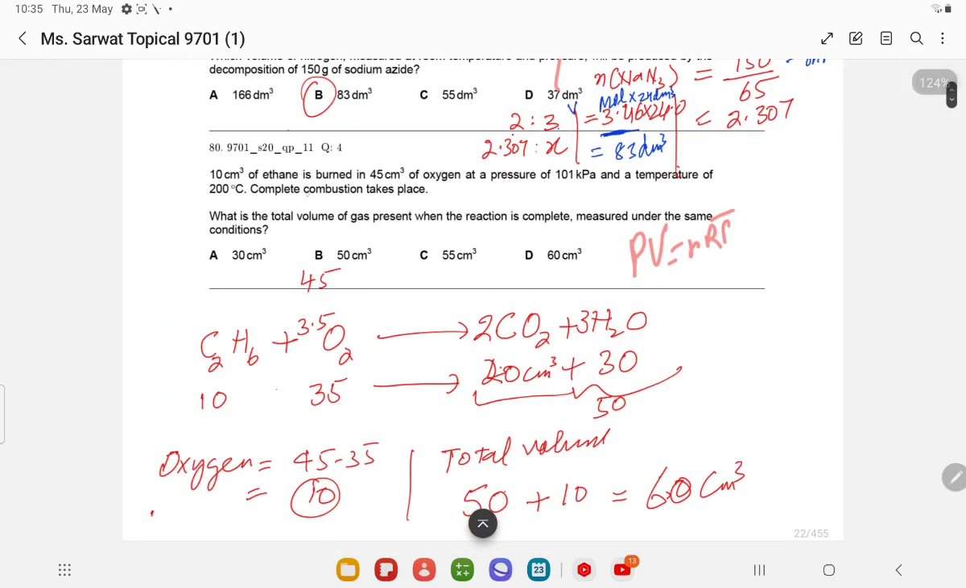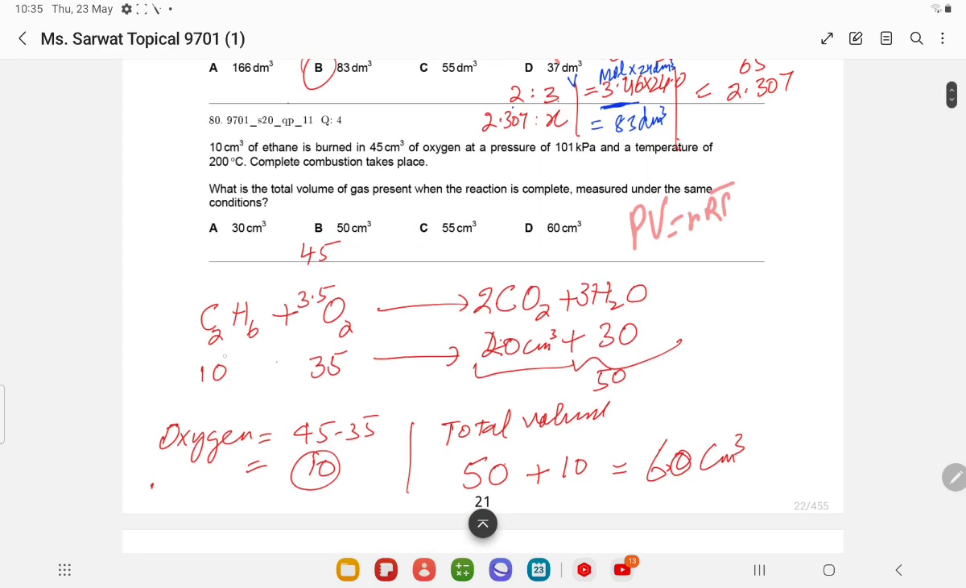Ten centimeter cube of ethane is burned in 45 centimeter cube of oxygen at a pressure of 101 kilopascal and a temperature of 200 degrees centigrade. Complete combustion takes place. What is the total volume of gas present when the reaction is complete, measured under the same conditions?